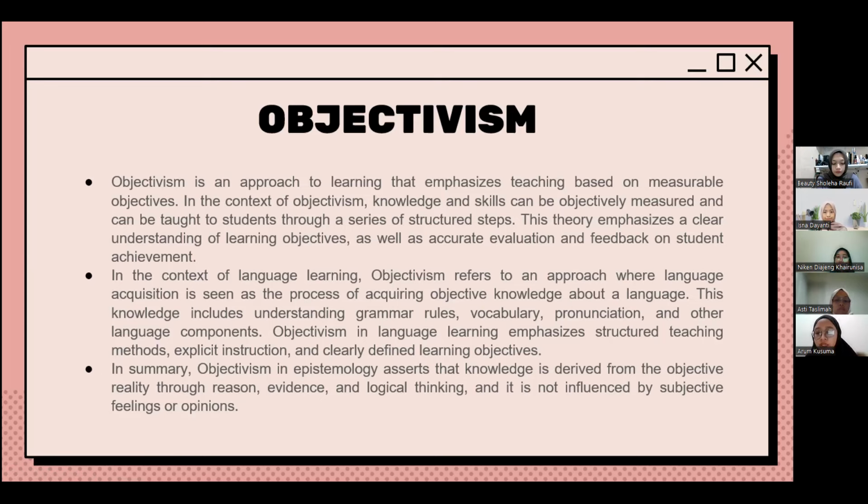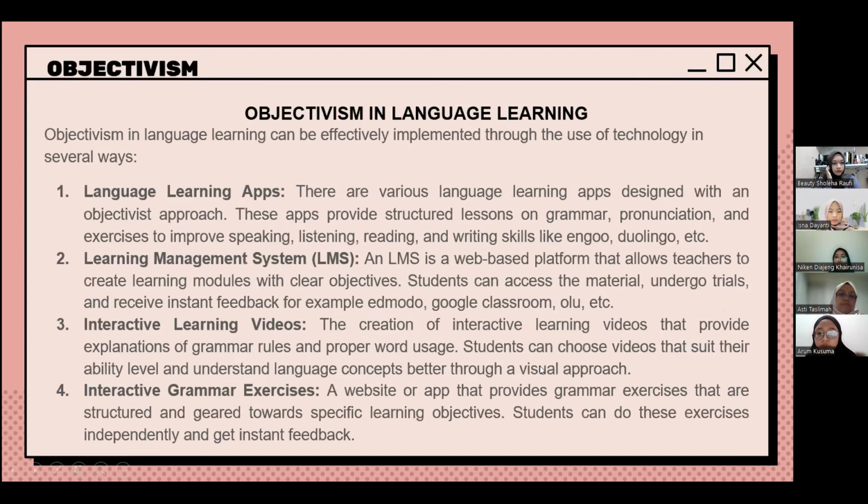Objectivism in language learning emphasizes structured teaching methods, explicit instruction, and clearly defined learning objectives. In summary, Objectivism in epistemology asserts that knowledge is derived from objective reality through reason, evidence, and logical thinking, and it is not influenced by subjective feeling or opinion. Okay, this is Objectivism in language learning. Objectivism in language learning can be effectively implemented through the use of technology in several ways.